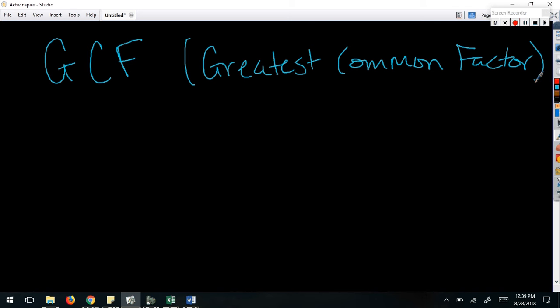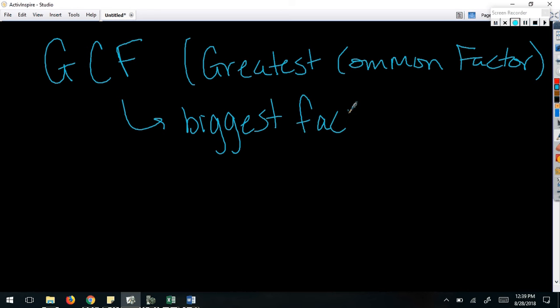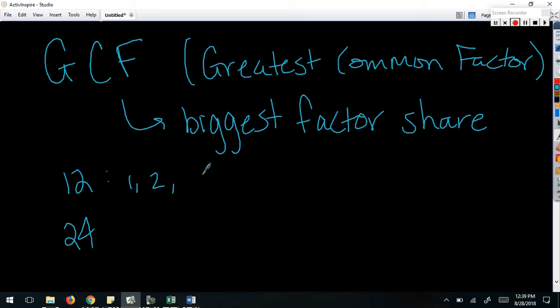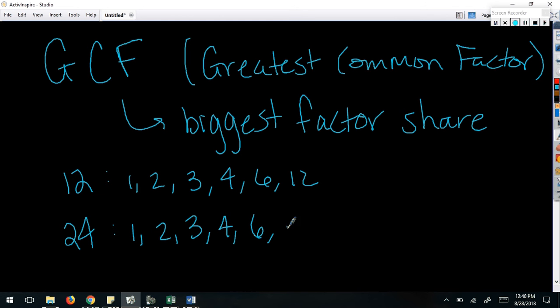So, for instance, the biggest factor that they share. For example, let's say I have 12 and 24. Give me all the factors of 12. In other words, what all goes in, starting from smallest up to biggest. 1, 2, 3, 4, 6, 12. How about 24? 1, 2, 3, 4, 6, 8, 12, 24. What is the greatest common factor of those 2 numbers?